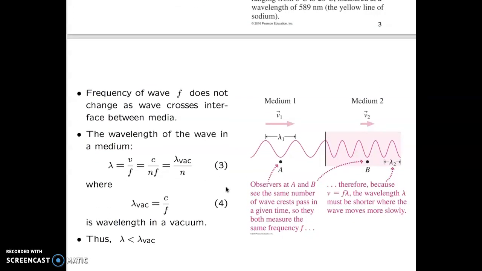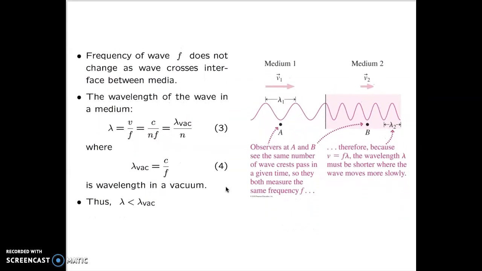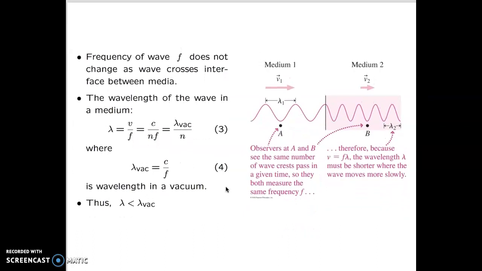Okay, so what effect does this have, the fact that light travels slower in a medium than it does, for example, in a vacuum, or that light travels at different speeds in different media? Okay, so let's look at this picture over here, and we're looking at an electromagnetic wave, which we visually depict with a sinusoidal wave.